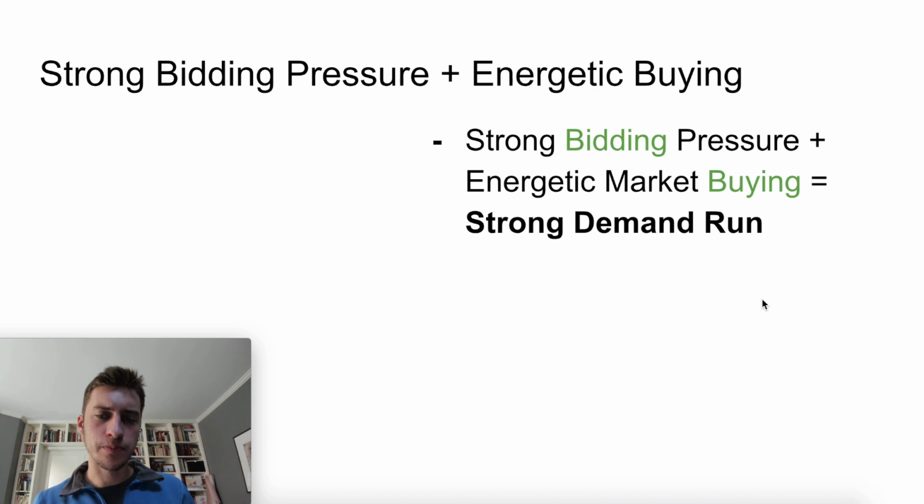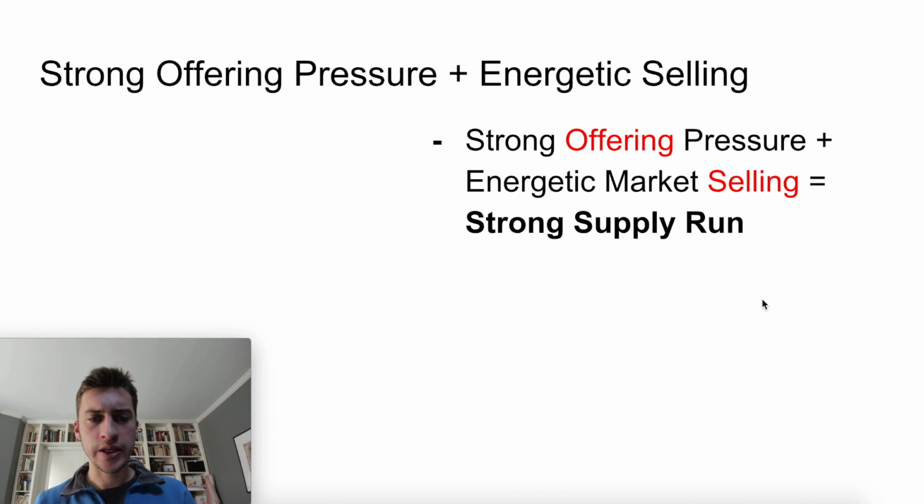How about strong bidding pressure but energetic market buying? So a lot of market buying and heavy market buying. This is going to cause a strong demand run. So this is when there aren't many offers, many bids, and lots of market buying. So price is probably going to be moving very quickly in the short term in a demand run. That's quite powerful. Here, how about strong offering pressure, energetic selling? So this is when we have many offers that are pressing price down and not allowing it to move up, and a lot of market selling. So this is going to cause price to go down very quickly.